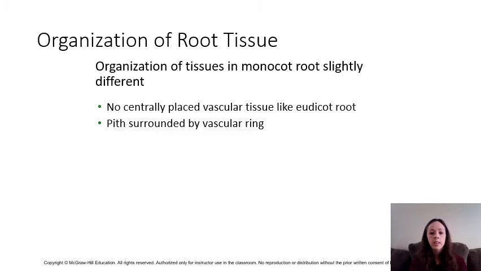Monocots have the same zones on the root as the eudicot root. However, as discussed earlier, the vascular tissue is going to be organized differently. The eudicot's root xylem is star shaped, while the phloem is going to be located in the pits of the star. And then in a monocot, the xylem and the phloem surround the pith in the center of the root.